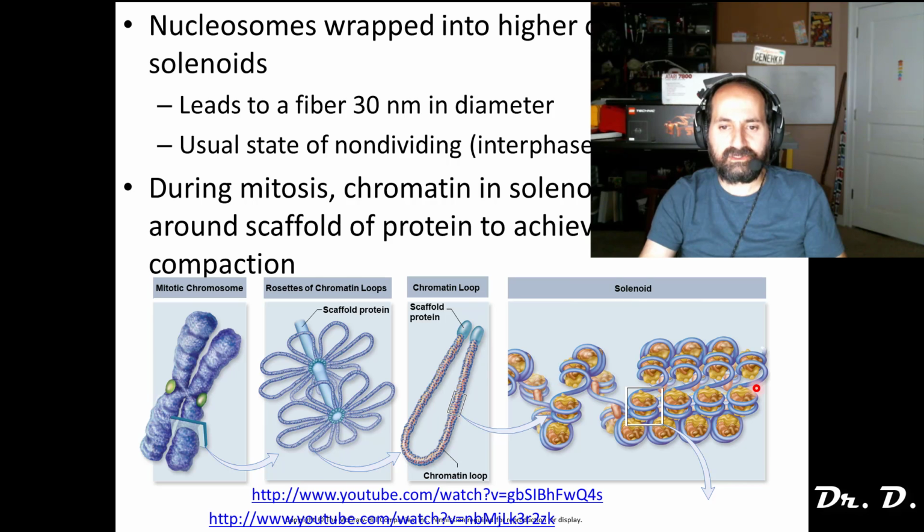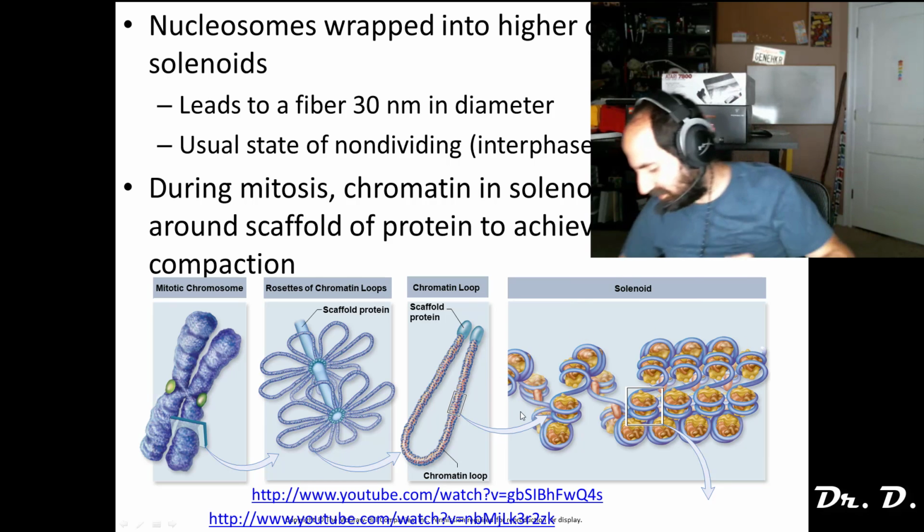And here's what you need to understand. This is how your DNA exists. Your chromosomes exist as chromatin. And 90% of the time, your DNA looks like this. This is really important to understand real quick. 90% of the time, your DNA looks like this.